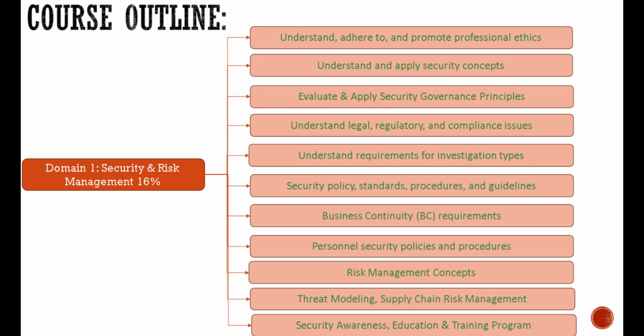So this domain covers security concepts, governance principles, risk management, security awareness, physical security, threat modeling, security policies, standards, procedures, and guidelines, business continuity requirements, supply chain risk management, and the legal, regulatory, and compliance world of cybersecurity. So this is a very important domain. As I mentioned earlier, that's a highly weighted domain. So one of the important domains of CISSP.